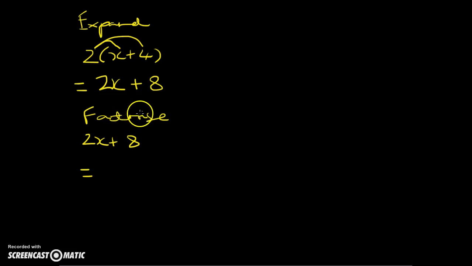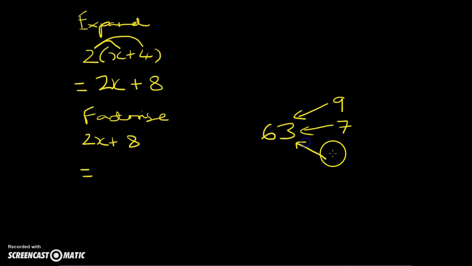Now moving on to factorising. Just before we factorise this expression, I'm just going to do a reminder of what factors are. So if we take the number 63, a factor of 63 would be 9. It divides in exactly. Another one would be 7. It divides in exactly. One that wouldn't be a factor is 10. It doesn't divide in exactly. So 10 is not a factor, but 9 and 7 are factors.